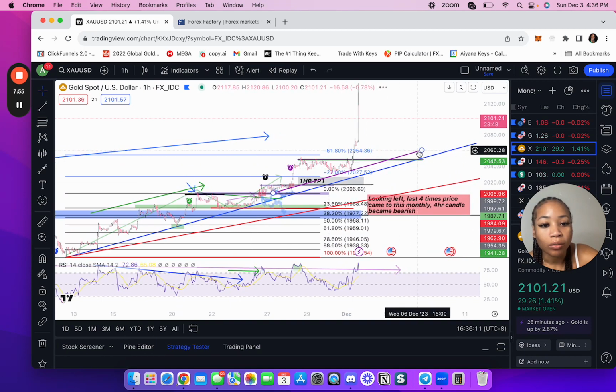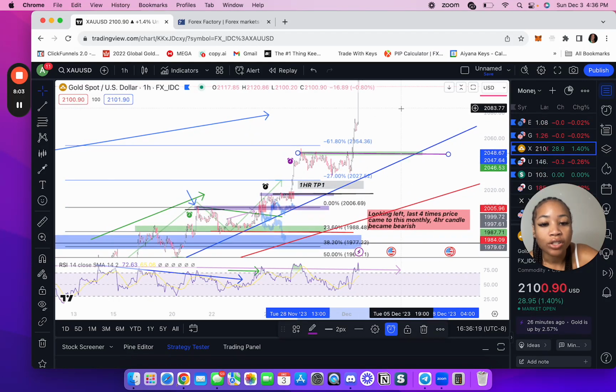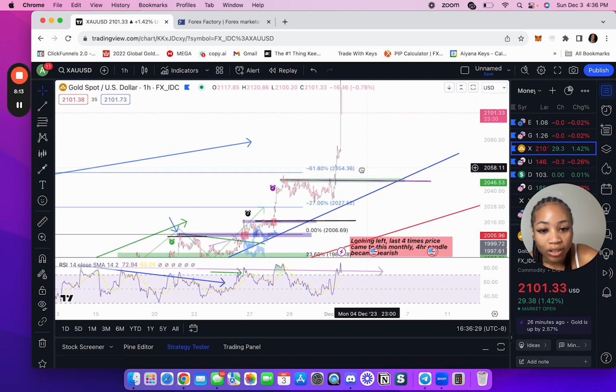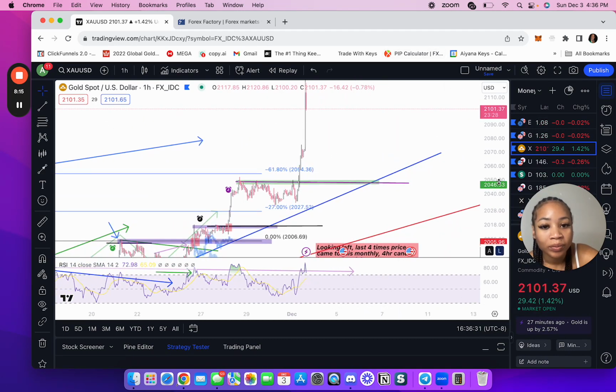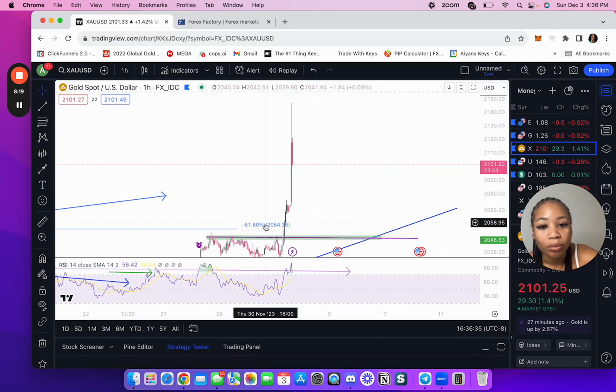Let's see, let's go to the 1 hour. Let me take off that. This is where I have an alert on. So since I've seen that we do have divergence and we hit TP2, let me take this off. I don't want to have too much stuff on my chart because I don't want to confuse y'all. So now we see that gold pushed up. Now we're pushing back down.